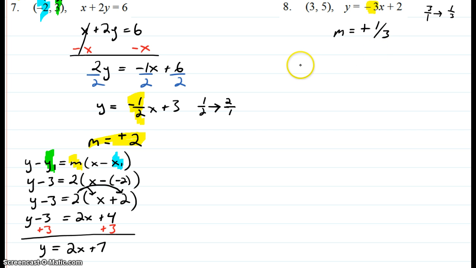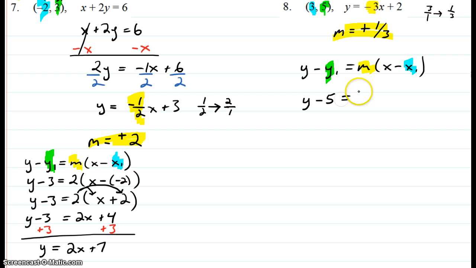Now don't worry about the fraction. I think everything's going to work out fine. So we write our formula. So we're going to take the m that we got for the perpendicular, put it there, take the first number x, put it here, and take the y and put it here. So this becomes y minus 5 equals 1/3 x minus, and x1 is 3.